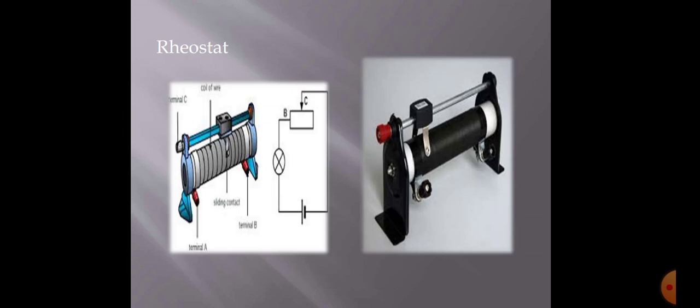Now on screen you can see the picture of a variable resistor. This is called a rheostat. This is used in the lab. You can see there is one square on the top of the resistor. By moving that square we can increase or decrease the value of resistance.